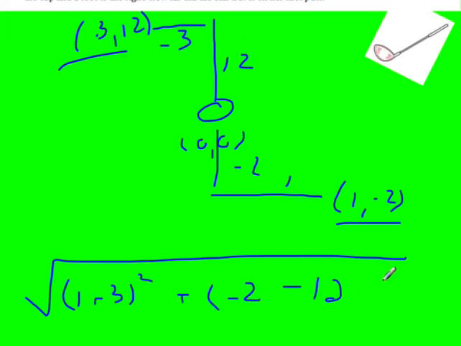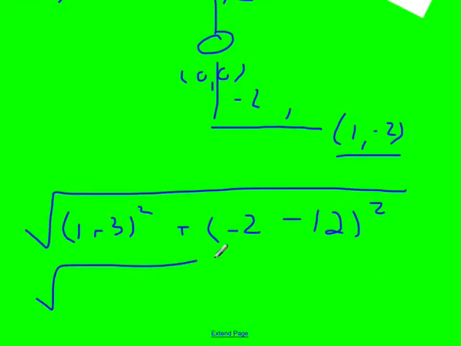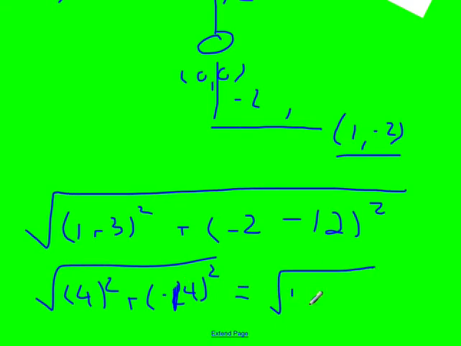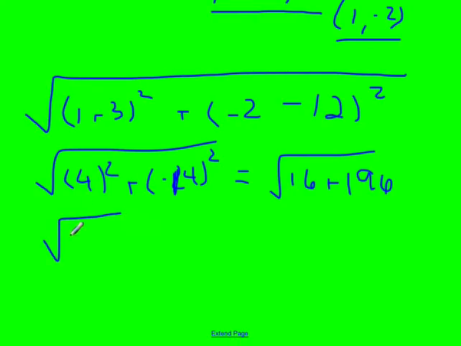So then what we end up getting is the square root of 4 squared plus negative 14 squared, not negative 24. Good one, Miss Humbert. It's supposed to be a 1. Okay, so 4 squared is 16. So we get the square root of 16 plus 14 squared, sorry, I keep doing that, which is 196. So then you end up getting the square root of 212.